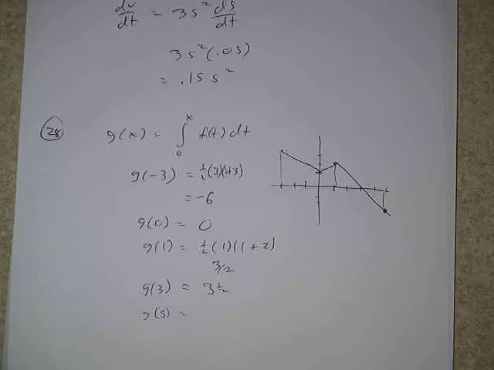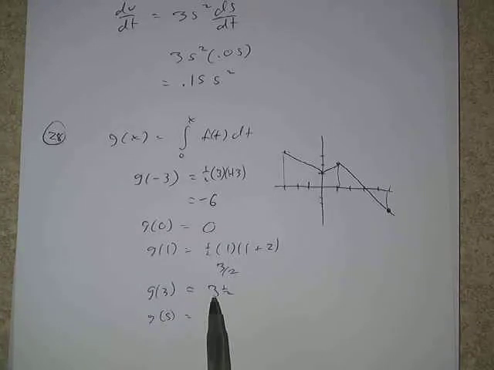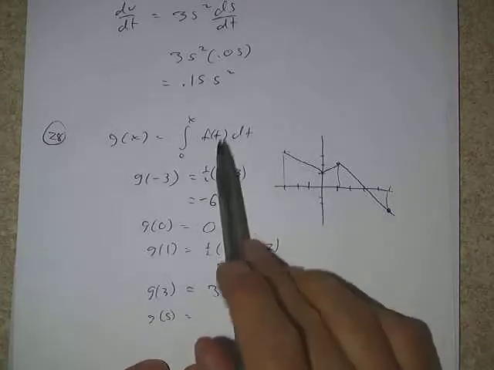And then what's going to happen at g of 5, we're going to get some more negative area added to it. It's going to be less than this, so the question is which has the greatest value. It's going to be this one right here.